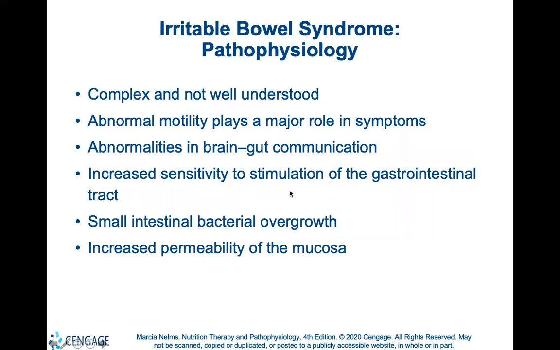Irritable bowel syndrome pathophysiology is complex and it's not well understood. Abnormal motility plays a major role in the symptoms. There's some abnormal communication between the brain and the gut, increased sensitivity to stimulation of the gastrointestinal tract, small intestinal bacterial growth has been seen, and increased permeability of mucosa.